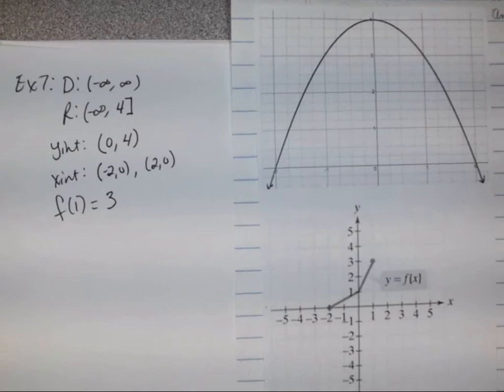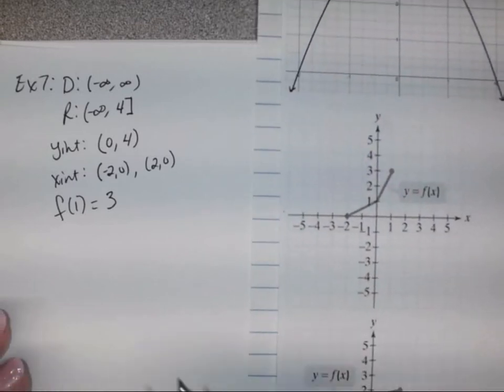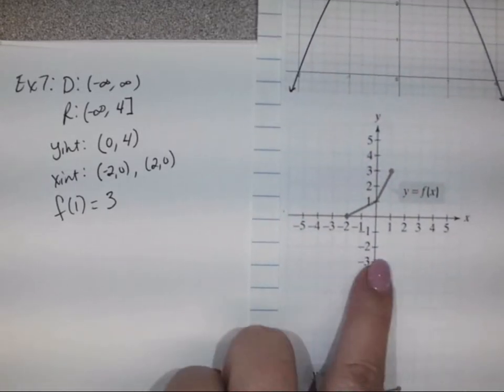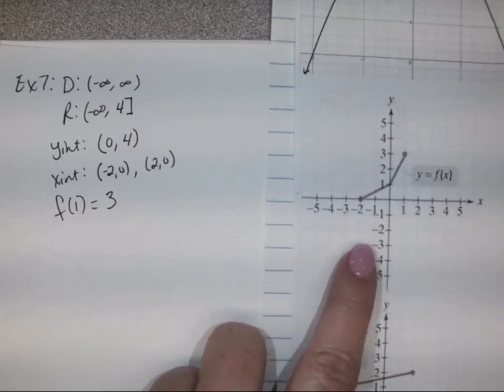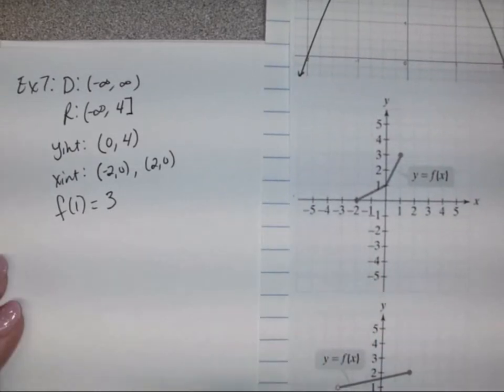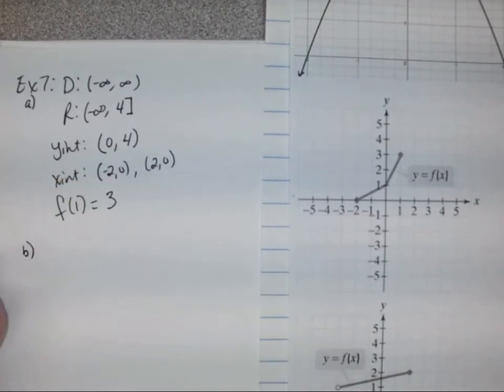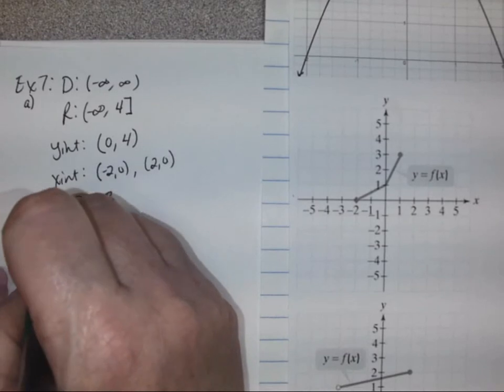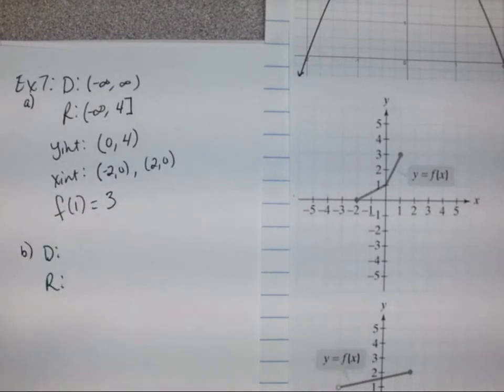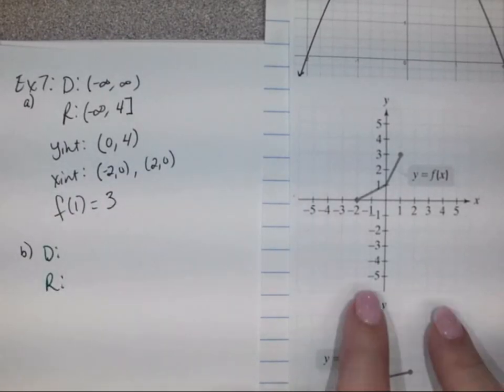All right, let's look at our next graph. On the next graph, we're going to do the same things, but it's a little bit different. So let's call this part A, and we'll call this part B. For part B, we're looking again for the domain and the range. The domain again is our x values.